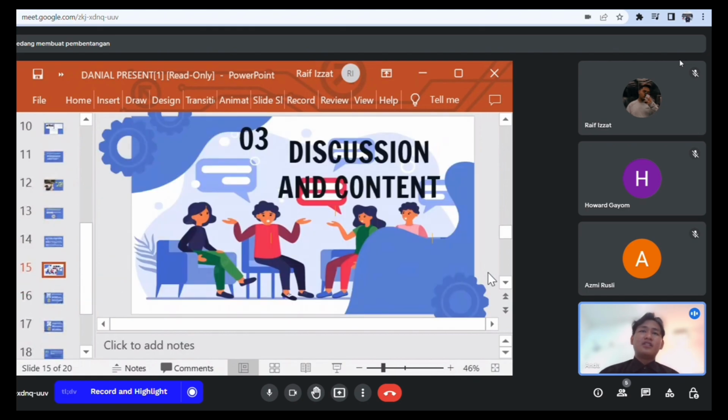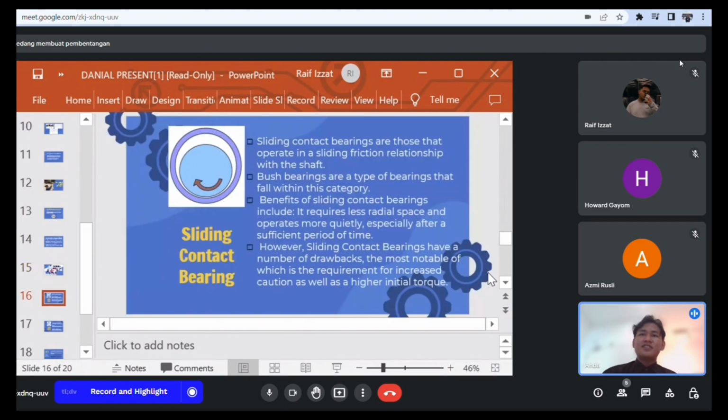Next, I will talk about the discussion and content about bearings. First, I will talk about sliding contact bearings. Sliding contact bearings are tools that operate in a sliding friction relationship with the shaft. Bush bearings are a type of bearing that falls within this category. Benefits of sliding contact bearings include that they require less radial space and operate more quickly, especially after a sufficient period of time.